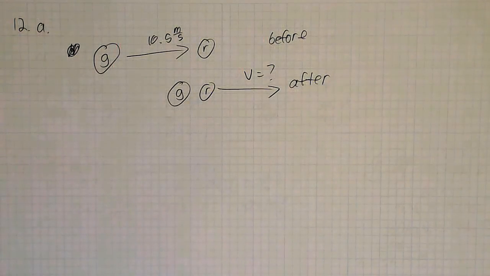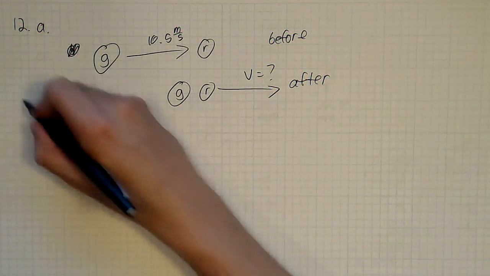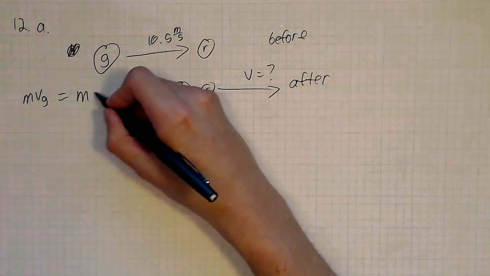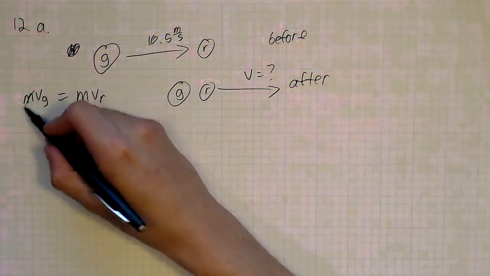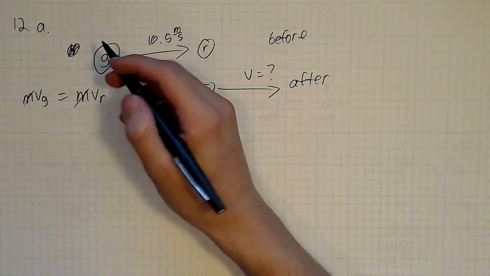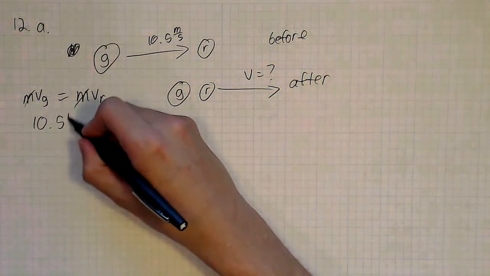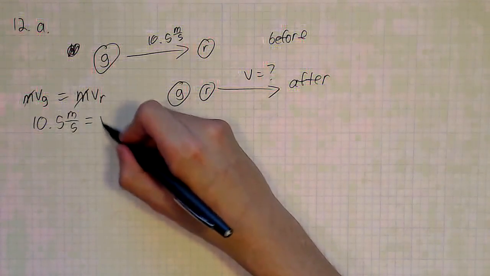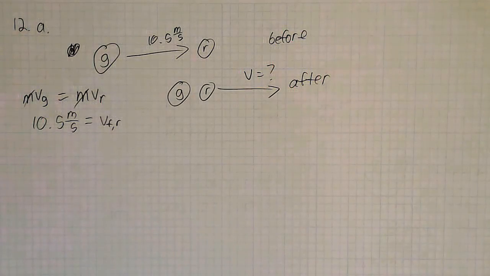So we know that momentum is conserved, so the initial momentum of the green ball has to be equal to the final momentum of the red ball. So m times v of the green ball has to be equal to m times v of the red ball. But the problem gives us that they both have the same mass, so we can just cancel these out. Which means that the velocity of the green ball, 10.5 meters per second, is going to be equal to the final velocity of the red ball. So there's your answer to part A.